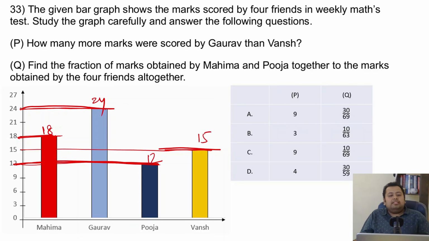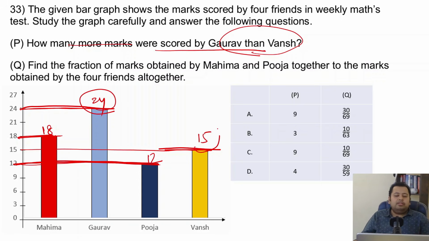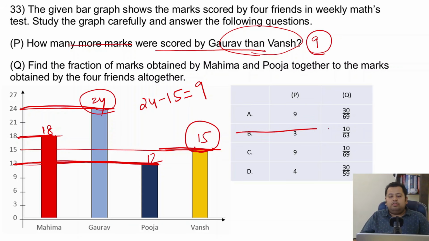So let's now try and answer what P and Q are asking. P is asking how many more marks were scored by Gaurav than Vansh. Gaurav scored 24. Vansh scored 15. If you do a simple subtraction, 24 minus 15, you will get 9. So for P, the answer is 9. We now know that B and D cannot be the correct answer. Now we have to find out what Q is.